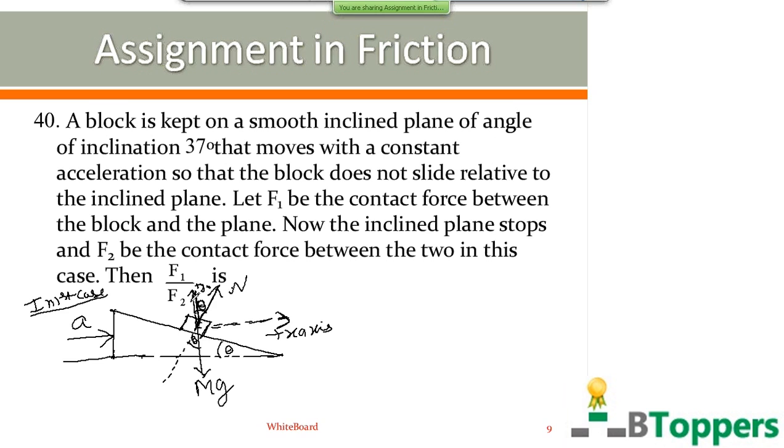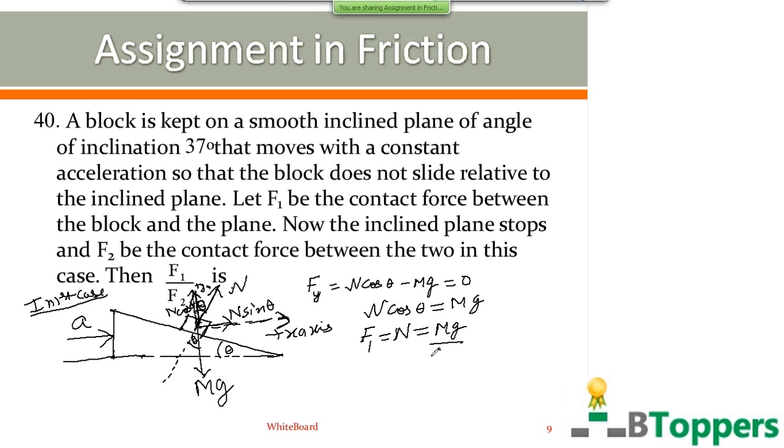We can resolve this normal reaction into components parallel to the x and y axes. So the vertical component of the normal reaction will have magnitude N cos theta. The horizontal component of the normal reaction will have magnitude N sin theta. The block has no motion in the vertical direction in the first case, so the y component of the resultant for the block is 0. So N cos theta equals mg. So the magnitude of the contact force between the block and the inclined plane in the first case is the same as the magnitude of the normal reaction force on the block by the inclined plane, which is equal to mg by cos theta.